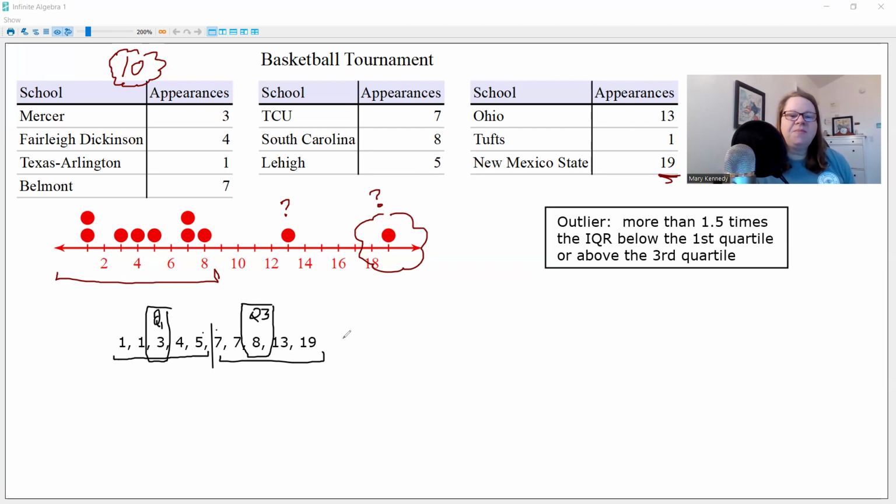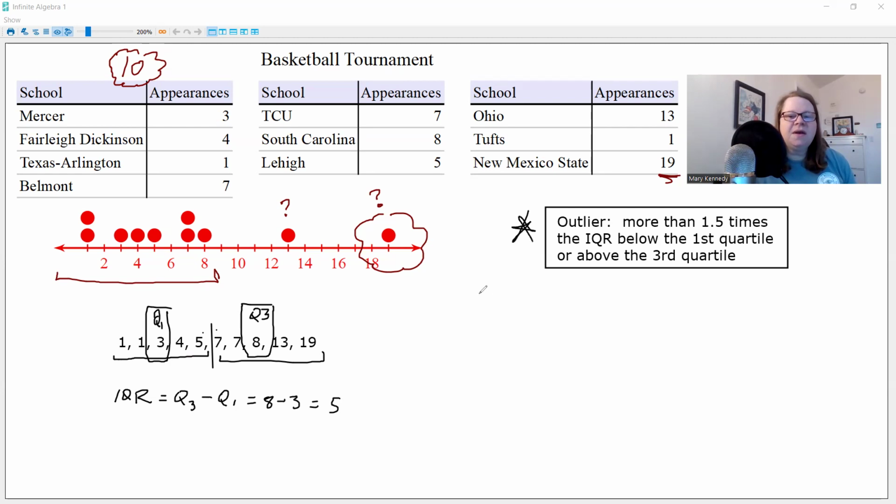And then IQR is Q3 minus Q1, or the third quartile minus the first quartile. So 8 minus 3. That comes out nice and clean. We have an IQR, interquartile range, of 5. So let's talk about outliers now.